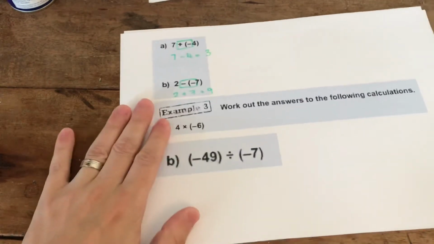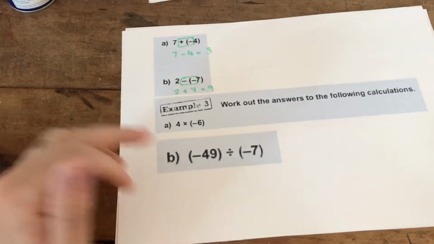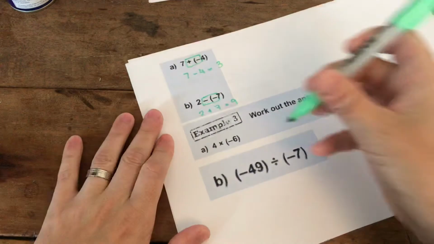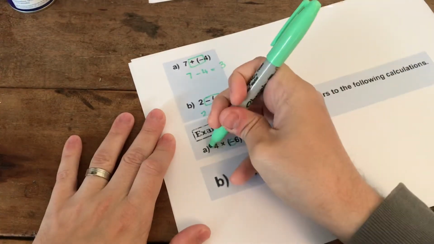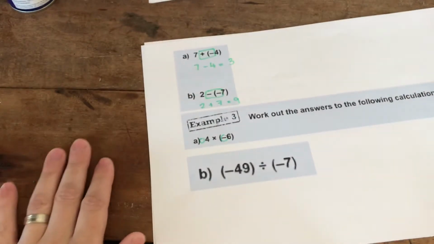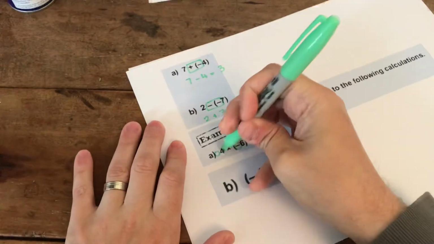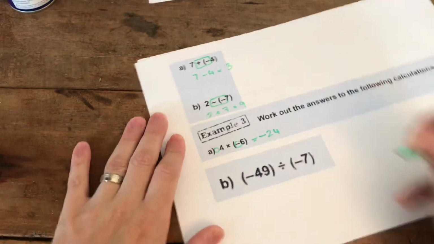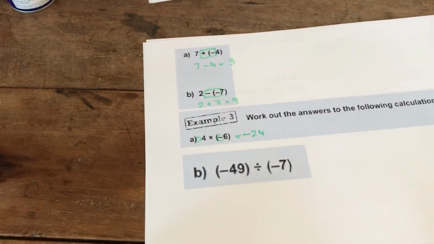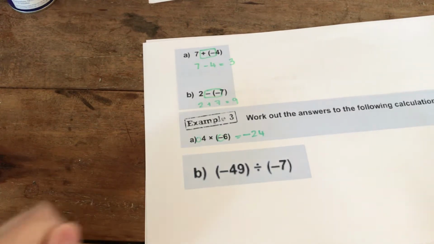Now, it works slightly differently when you're timesing and dividing, and this is where your misconceptions come from. If we have a look at this times, you've got a -6 here. So what happens is you do 4 times 6, which is 24. Because one of your numbers is negative, it becomes -24, because it's like saying you've got 4 lots of -6.